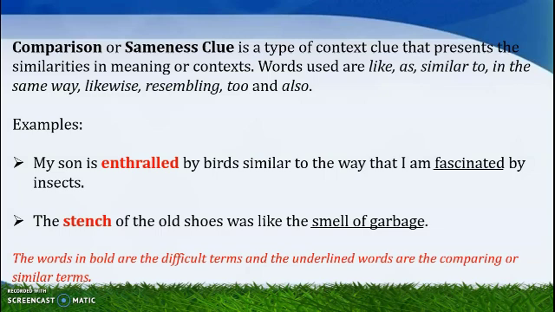The words in bold are the difficult terms and the underlined words are the comparing or the similar terms. For example, enthralled. The word enthralled is compared to the word fascinated. And the signal word that is being used is similar to. In here, the unfamiliar word is stench. And the word stench is compared to the word smell or smell of garbage. They have the same meaning. So that is comparison or sameness clue.